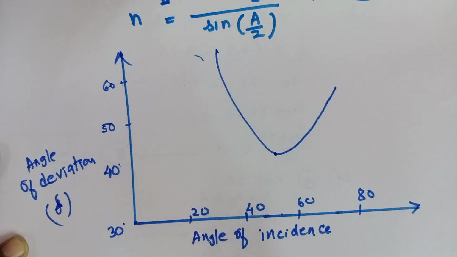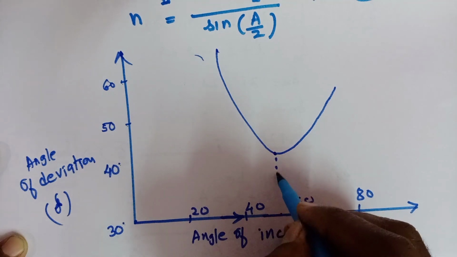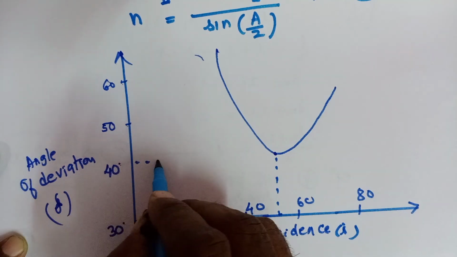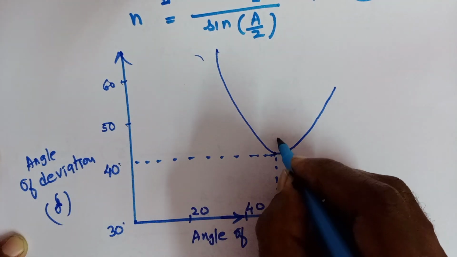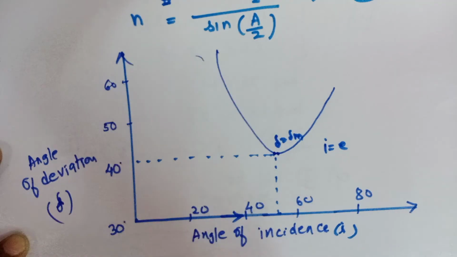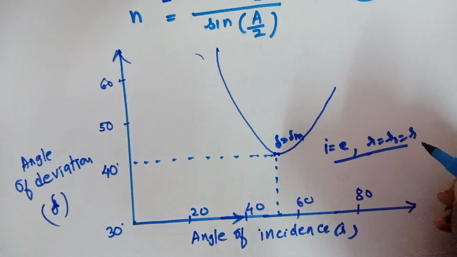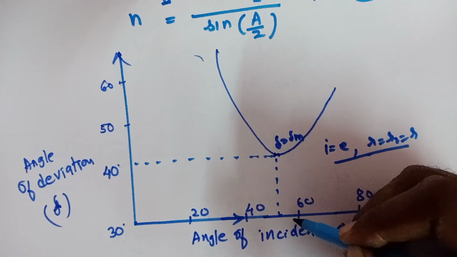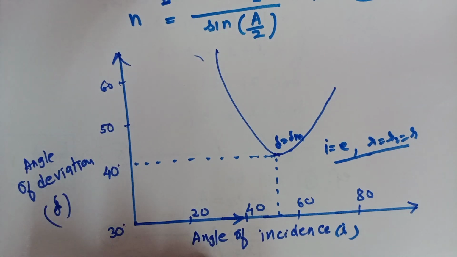In this graph, if we increase I, delta decreases, and for a particular value of I, delta is minimum. This is the minimum, delta equals delta M, and at this point I equals E and R1 equals R2 equals R. After that, if we increase the value of I, delta also increases. This angle, delta M, is called minimum deviation.